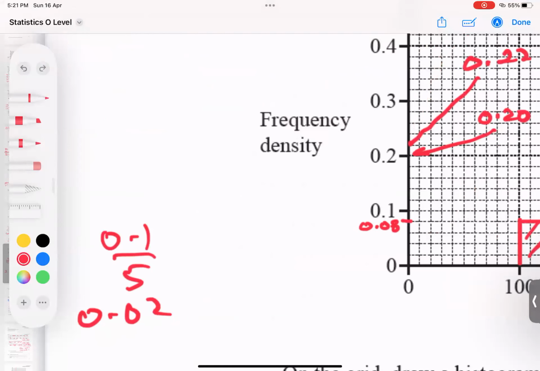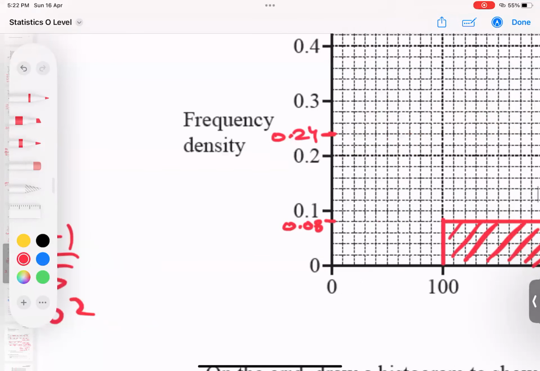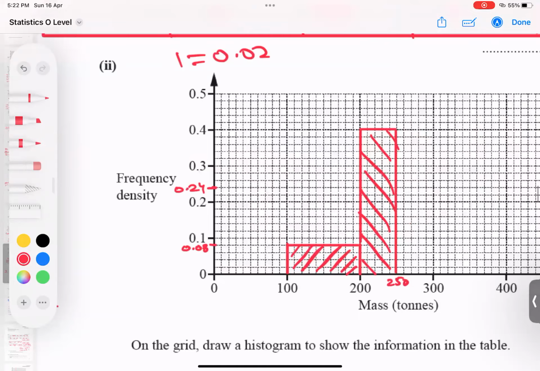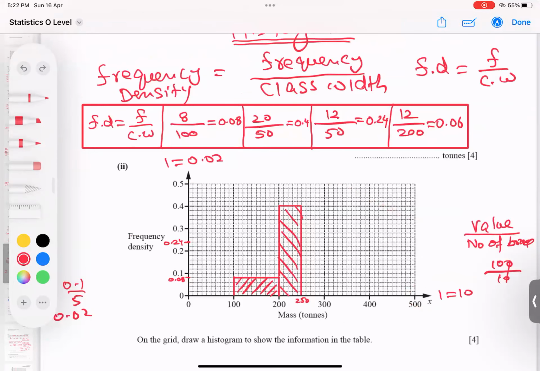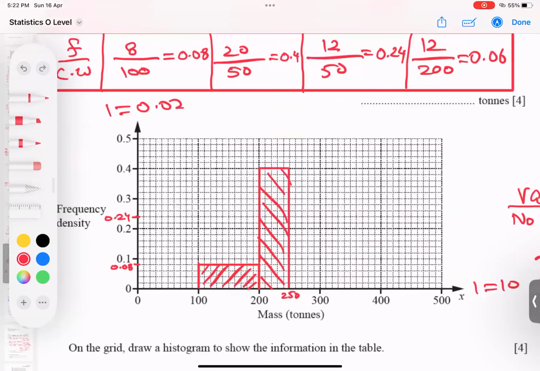So third box. Sorry, wait a minute, please. I think I made a mistake. 2, 4, 6. Yeah, second box, because I'm looking for 2, 4, 6, 8. So I'm looking for 4. So this is 0.24. Look, students: if you don't have these scales, can you solve the question accurately? No way. That is why I suggest these are very important.